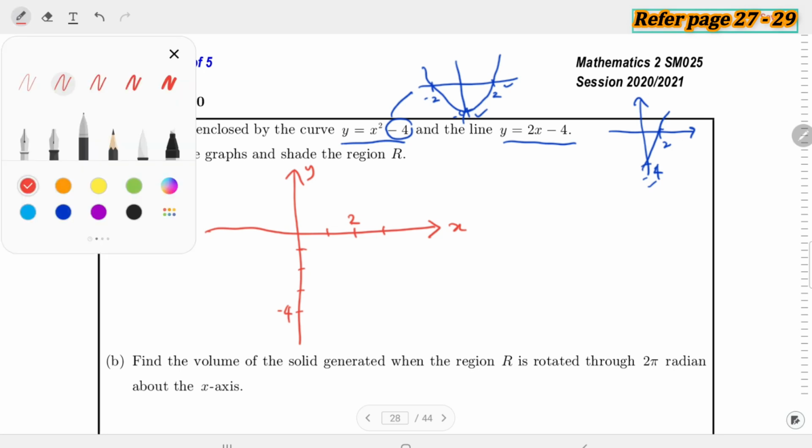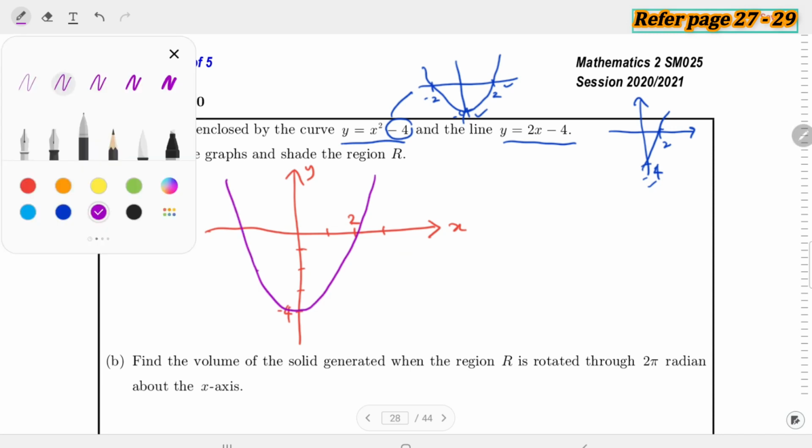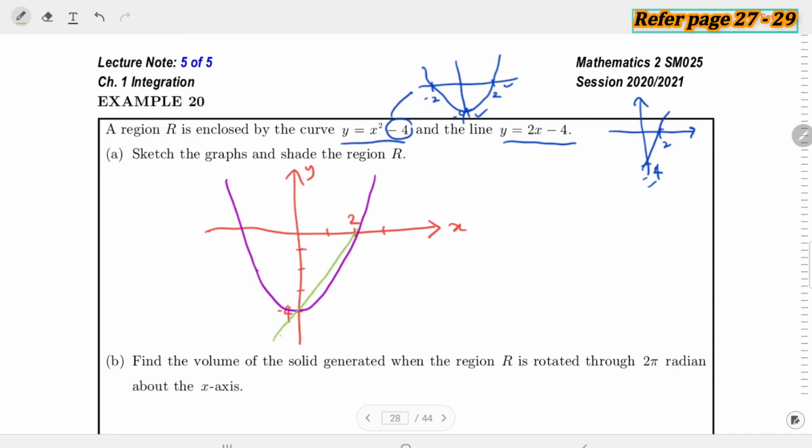For the first graph, the quadratic, we're going to use the purple color, and for the other function, the linear, I choose the green one. -4, 2. The region is quite small. That is the region between these two curves, and I have already shaded it. If you can make it bigger, then make it bigger, because we are only focusing on this part. Okay, we have done sketching the graph, so let's look at the next question.